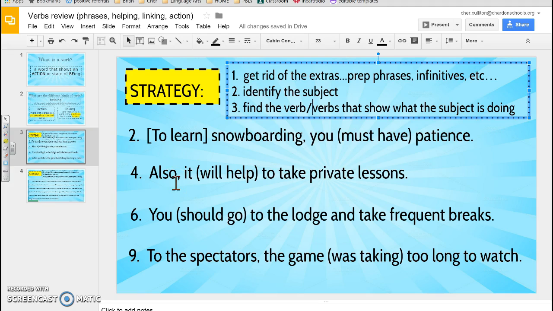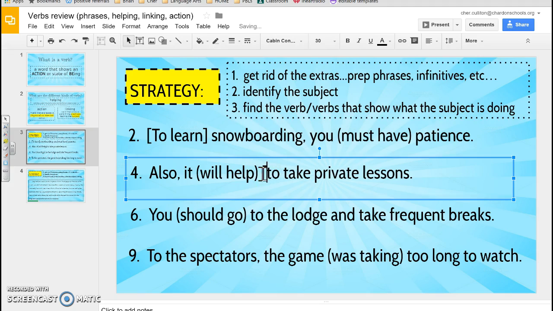Also, it will help to take private lessons. So I see a transition here also. I want you to label that as an adverb, ADV. I see an infinitive over here, to take. And I know that infinitive phrase ends all the way over here, to take private lessons. So if I get rid of all those extras, all I have left is it will help.